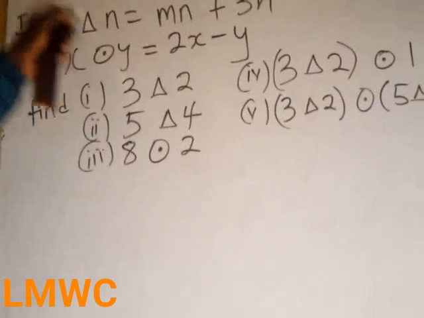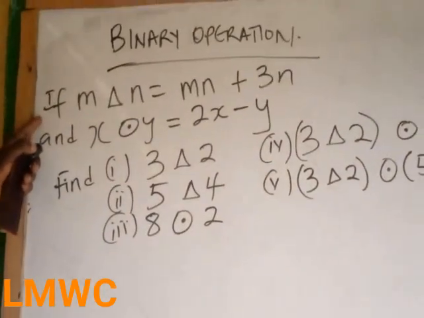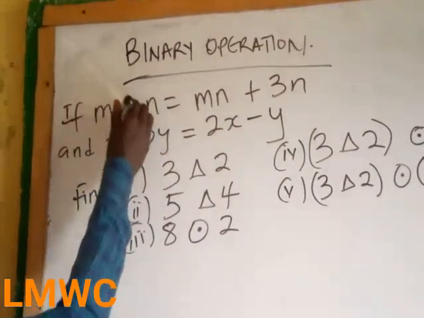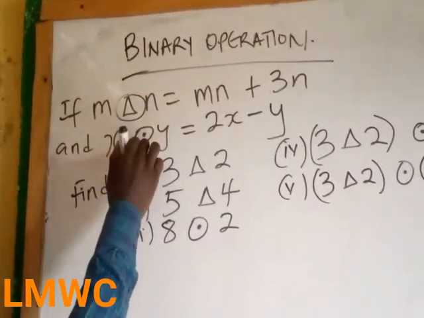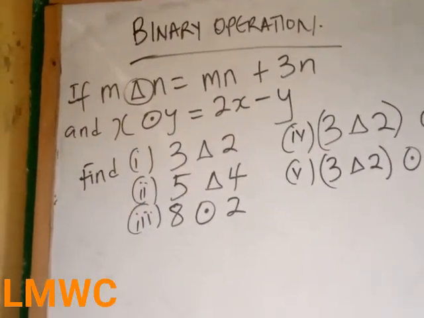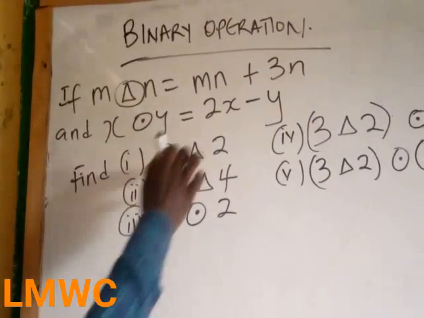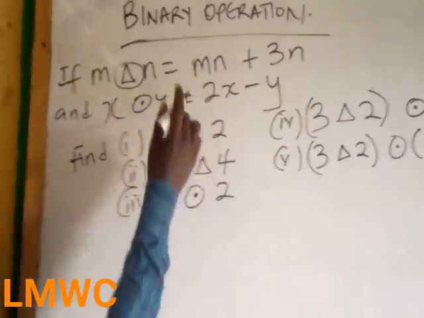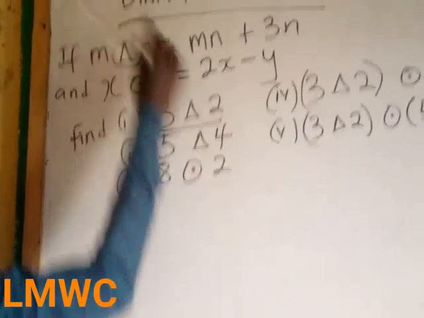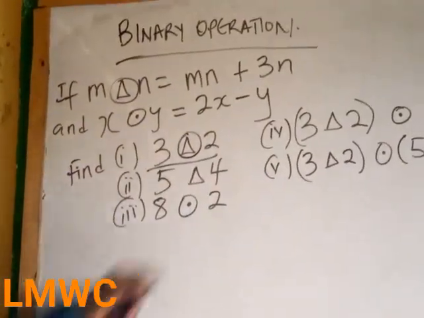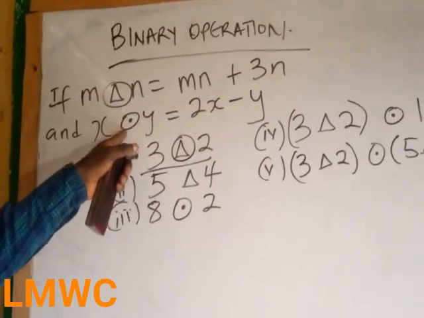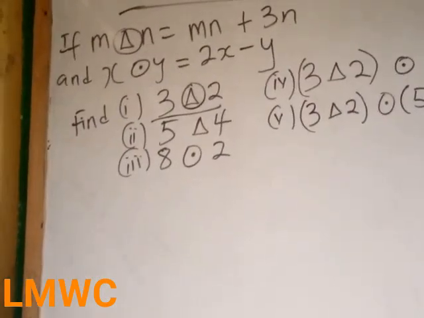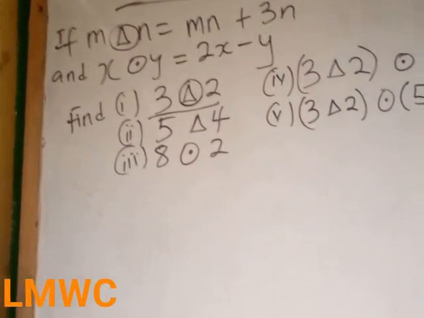You see, this is a different question altogether. This time, I have given you 2 formulas. This is one symbol and this is also a different symbol. So what you must take note of is the symbols in the question. Once they give you this symbol, it will take the first formula, and once they give you this one, it will take the second formula. But they can combine the 2 symbols in a question.